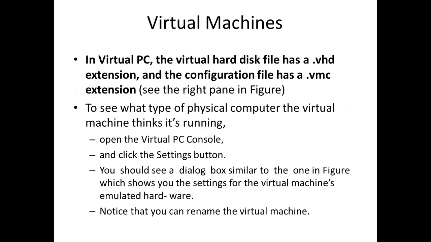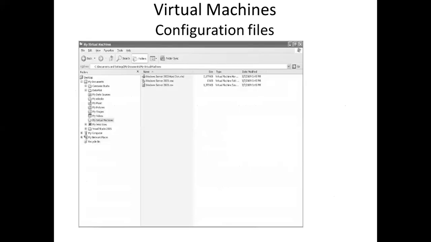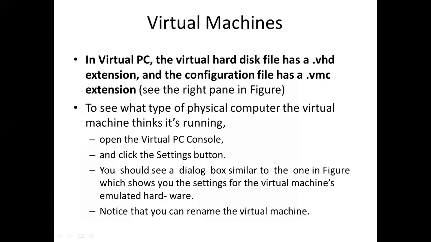So generally the hard disk of the virtual machine will have this .vhd extension and .vmc extension. These are all the hard disk files and configuration files. So if you see in this diagram, on the right hand side it says Windows Server 2003 hard disk .vhd, Windows Server 2003.vmc, Windows Server 2003.vsp. So these are nothing but the hard disk files and configuration files required. Whenever you install, it will show all the hard disk files and configuration files.